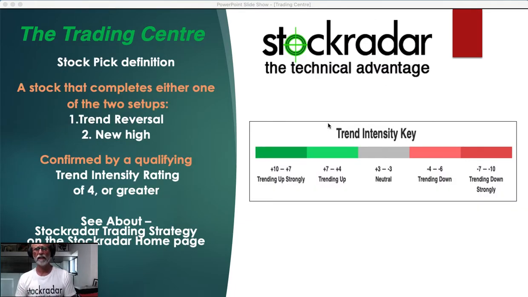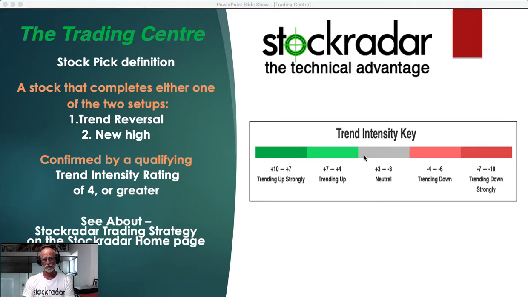Just quickly to go through the trend intensity key, because that's an important part of how the structure's organised. When I enter a trade, I'm either looking at a new high or a trend reversal. They're my two trade setups, okay? So that's how I qualify stocks. I then have to have further qualification, which is my trend intensity rating, which must be +4 or greater to qualify one of these setups, okay?